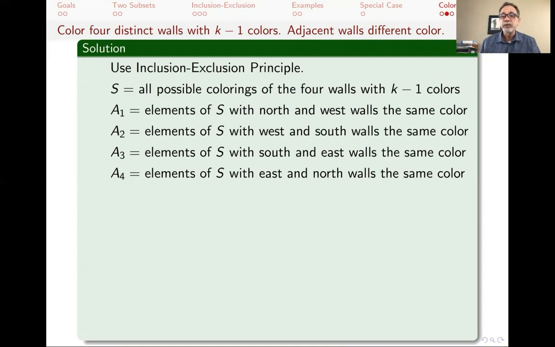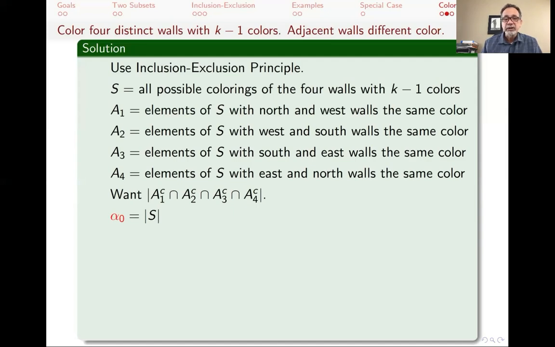And finally, A4 is the ones where east and north walls have the same colors. And these are the things that we don't like. So what we want to find, as usual, is the size of A1 complement, intersection A2 complement, intersection A3 complement, intersection A4 complement. Here, alpha 0, what is that?